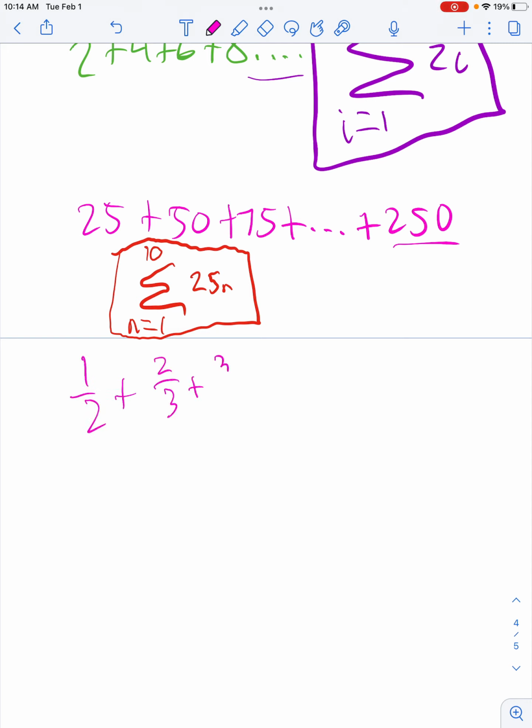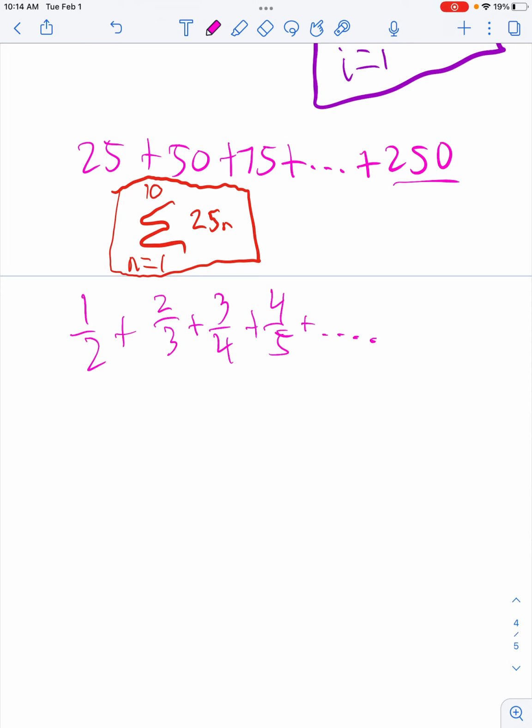One other example, let's say it looks something like this. This time I notice my numerator and my denominator are both increasing by 1. So if they're both increasing by 1, I think that means I'm going to have some type of fraction. I'm going to take whatever my variable is, so again, I'm going to call it i. So I'm going to start at i equals 1. And whatever i is, my denominator is going to be 1 bigger. So you kind of make i's curvy. I don't know why, it's just how we do it.